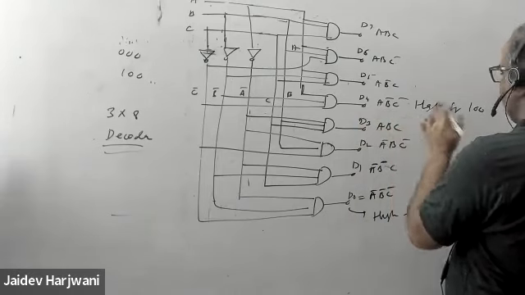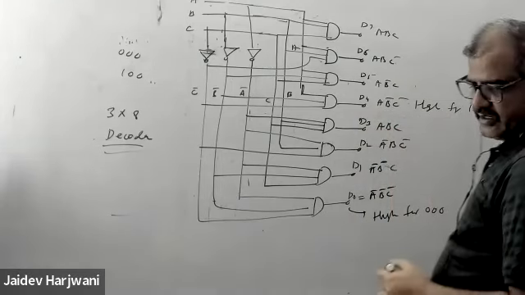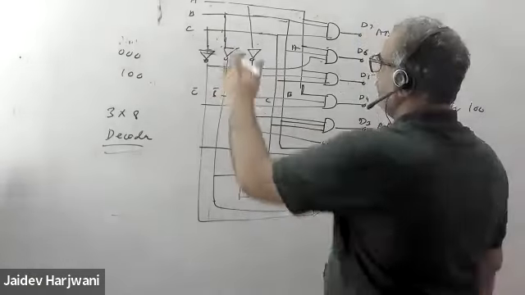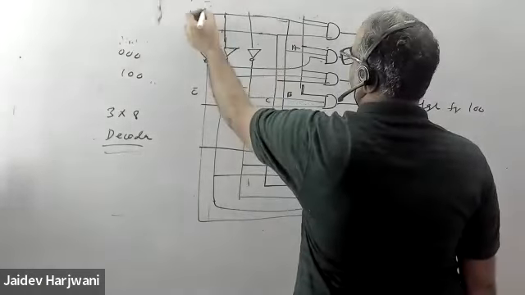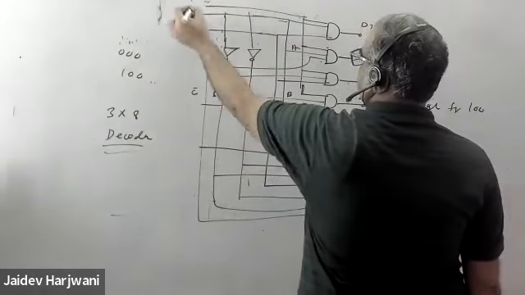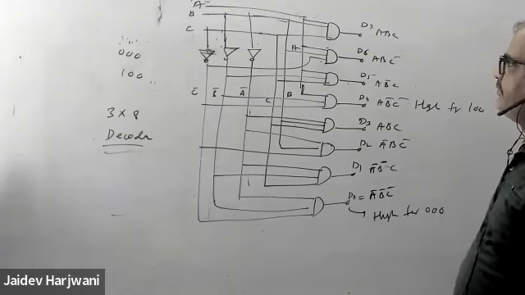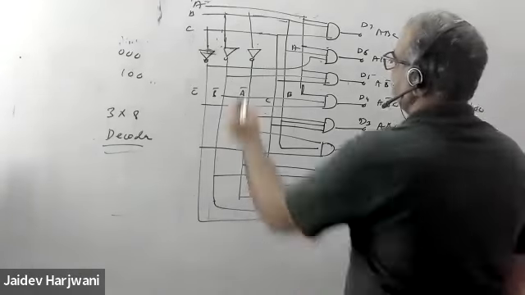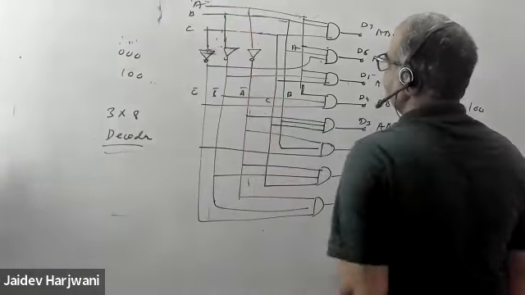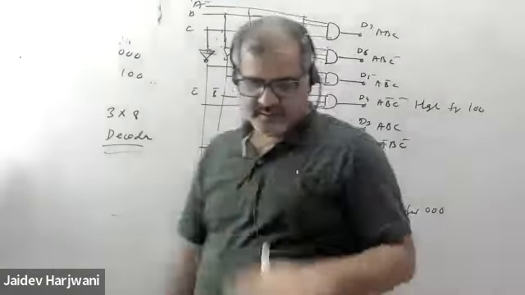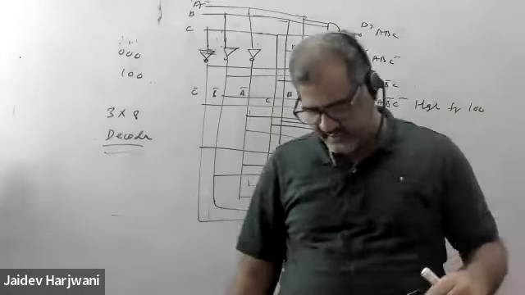Okay, so any combination you will give, at a time only one output will be high. This is your A bar. So designing this is very simple.